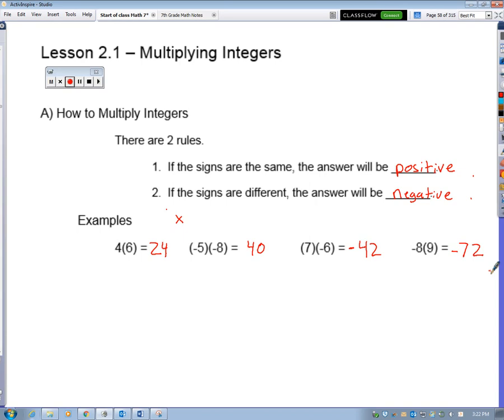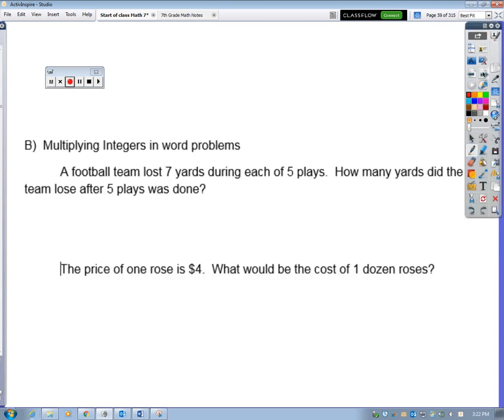A lot simpler than chapter 1 with the adding and subtracting integers. Alright, a few word problems. Let's take a look at those. Okay, a couple word problems.